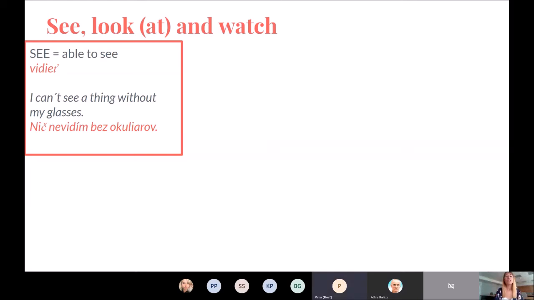So in the example sentence, I can't see a thing without my glasses means I'm not able to see a thing without my glasses. Or I see a chair in front of me. There is a chair and I see it.